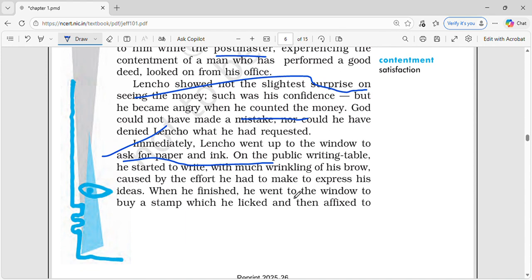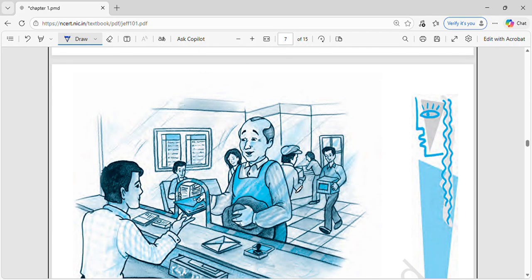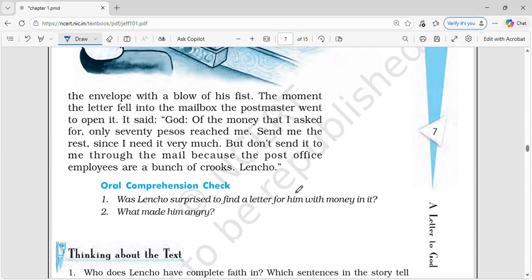and he started to write with much wrinkling of his brow, caused by the effort he had to make to express his ideas. And when he had finished, he went to the window to buy a stamp, licked it, and affixed it to the envelope with a blow of his fist. And the moment the letter fell into the mailbox, the postmaster went and opened it. It said, God, of that money that I asked for, only 70 pesos had reached me.